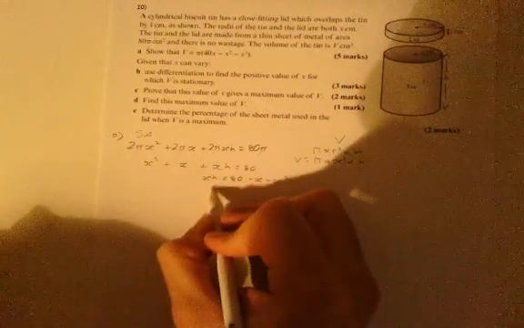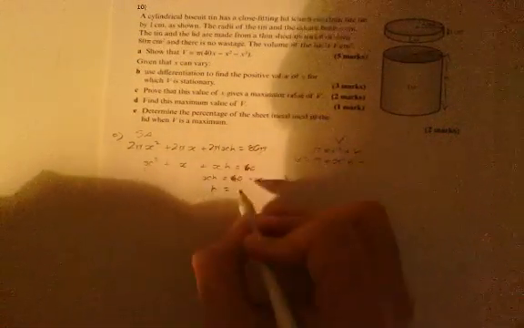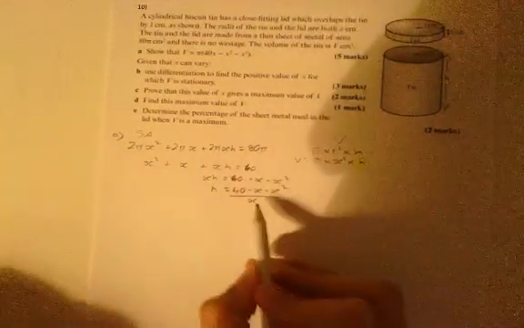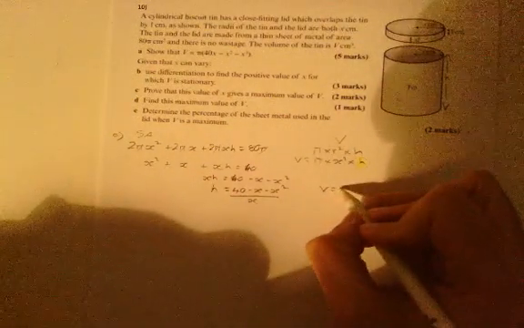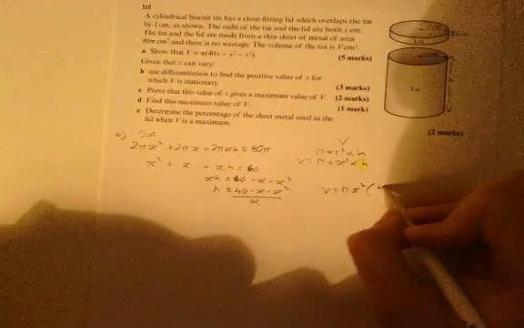We're going to get xh equals 40 minus x squared. Divide everything by x, h equals, I divided everything by 2 there, didn't I? That should be 40. 40 minus x squared all over x. Now I can put that into there. So v will equal pi x squared times this fraction.